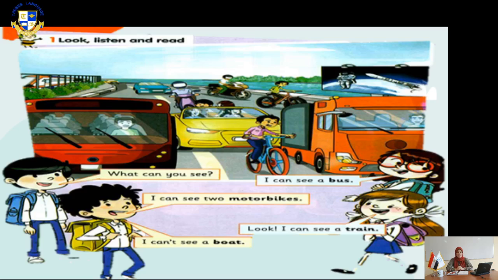Now transportation means the way or the vehicle that helps you to move from one place to another place, or to travel from one place to another place. For example, when you go to school, how do you go to school? I go to school by car. So the car is the vehicle or the way that helps you to move from your house to your school. So this car is called the transportation mean.